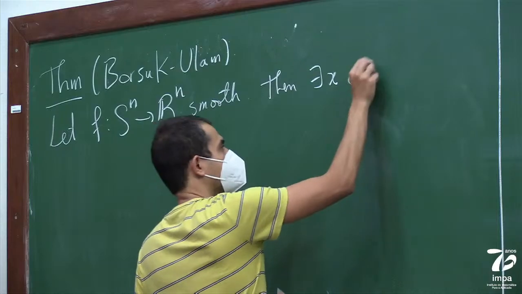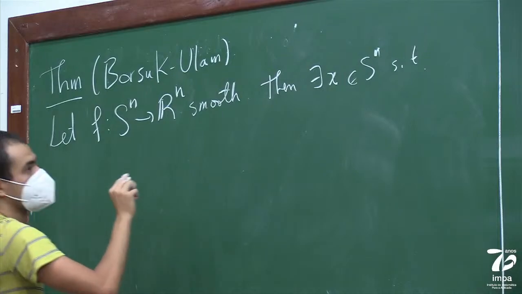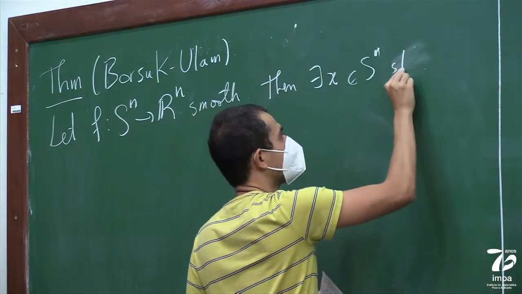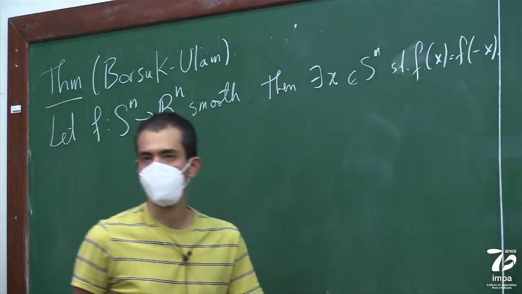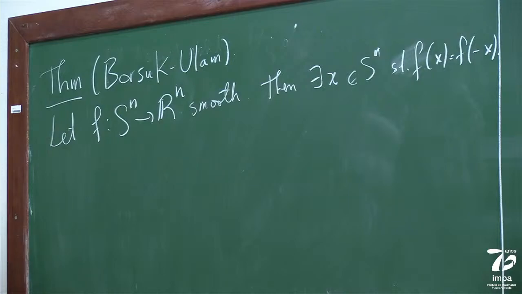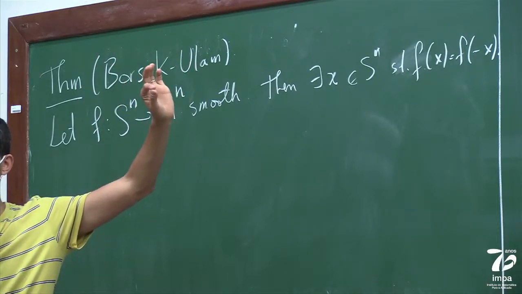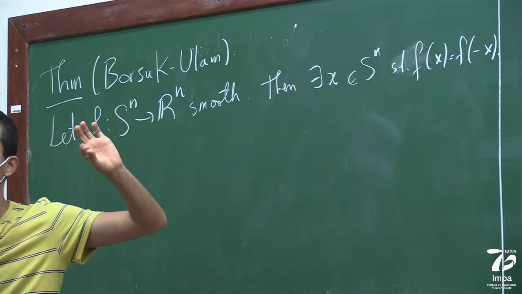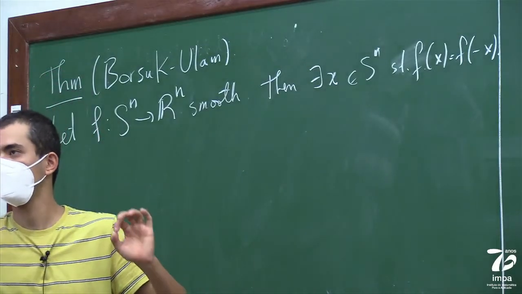So there exists a point in Sn such that f of x is equal to f of minus x. Okay? So you can think of, for example, if you look at the Earth, which is an S2, and you take two parameters like temperature and pressure. Then there exist 2 points that are antipodes on the Earth that have exactly the same temperature and the same pressure.